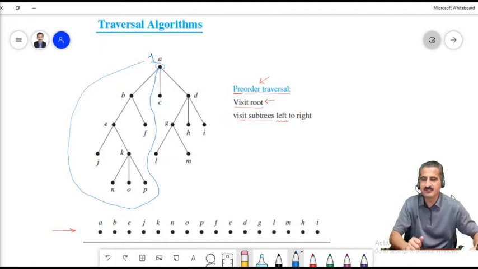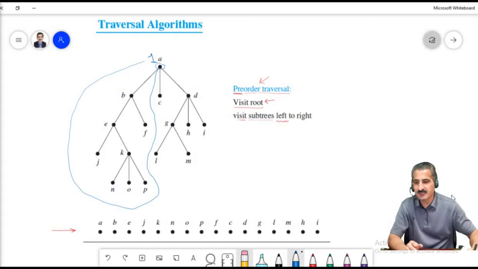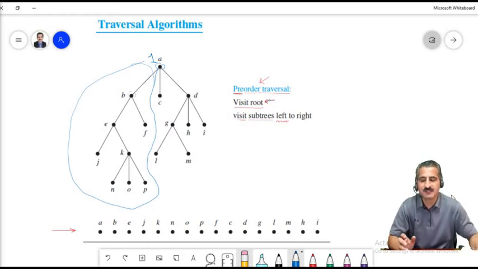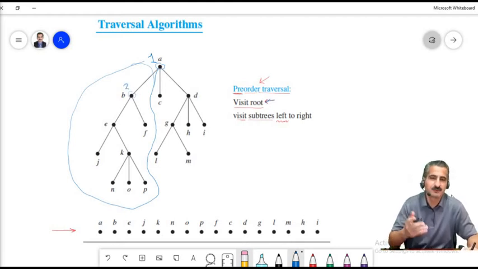So I start at A and go to the left subtree. Okay, so I got this left subtree in here. It has root B. The algorithm here says take that root, so start with the root. So I will take B. I already took A, which is number 1. B, I will give it number 2.